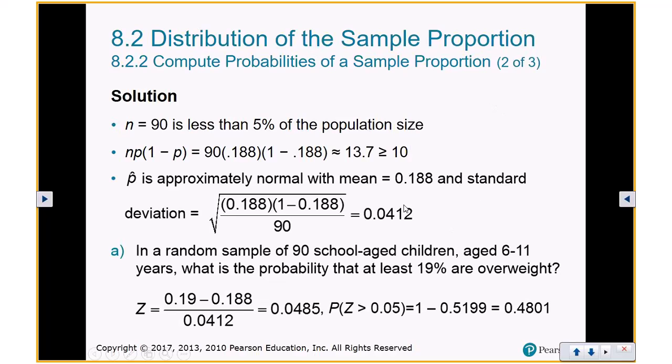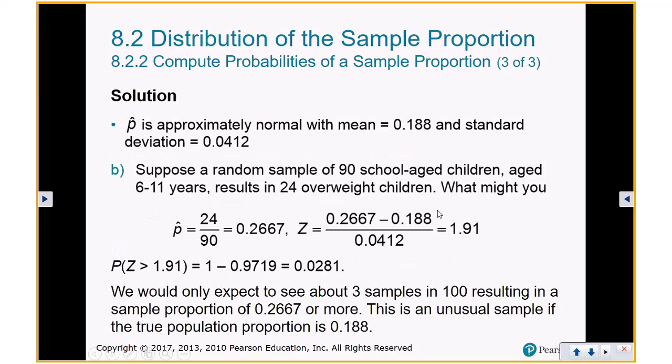And B, suppose a random sample of 90 school children aged 6 to 11 results in 24 overweight children. Well, here they give us what? X. This is X. X over what? N.